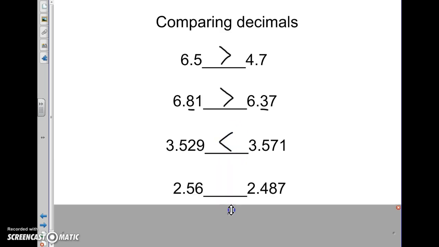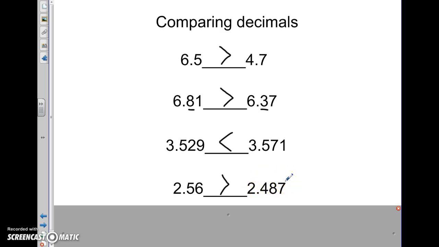Okay, so we look at the next set of numbers here. We have 2.56 versus 2.487. Ones place is the same. They both have 2 whole. And then as we move over to the tenths place, there's 5/10 on this side and 4/10 on that side. So that means that 2.56, or 2 and 56/100ths, is larger than 2 and 487 thousandths.